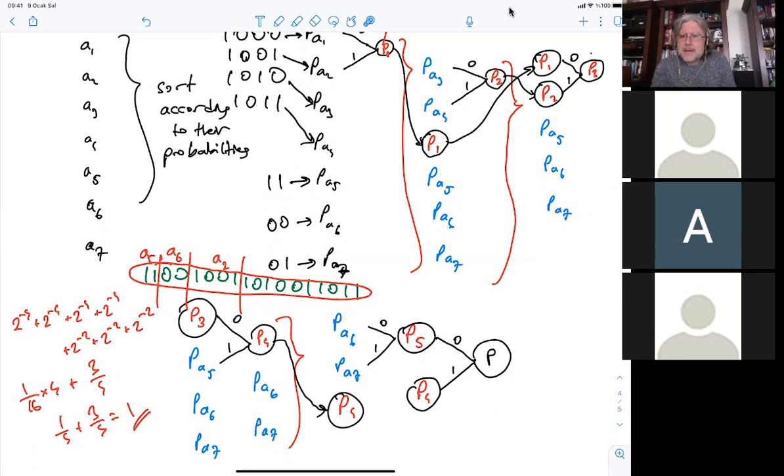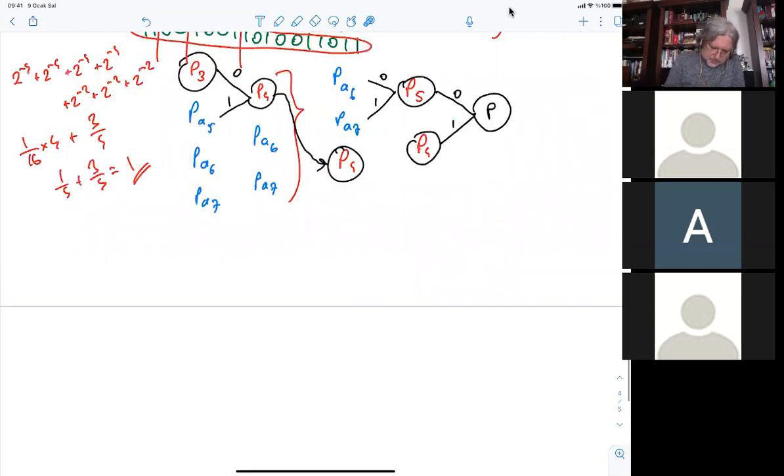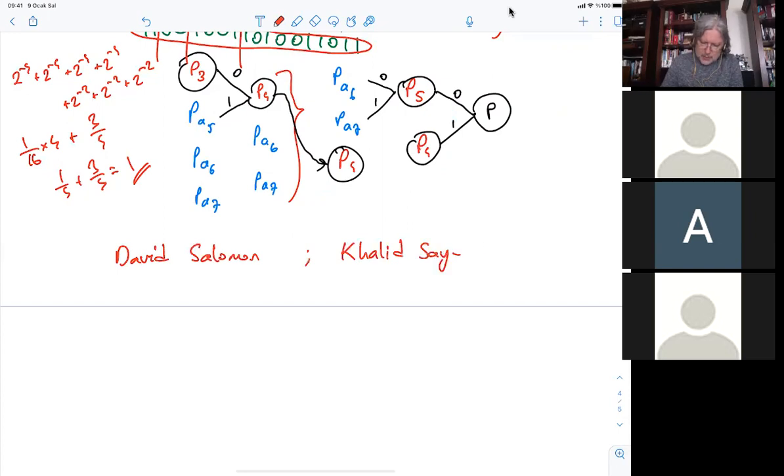I want to ask you about the authors of the reference books. Oh, yeah, the ones that I mentioned in the first lecture. They were David Solomon. I can write them. Okay, David Solomon, I wrote it. And the other one was Khalid Sayood. These guys. Okay, thanks.